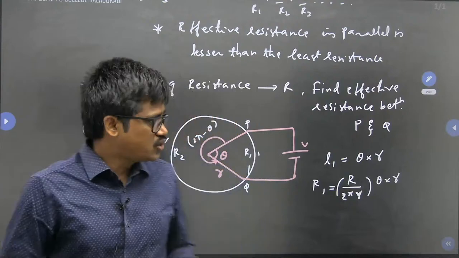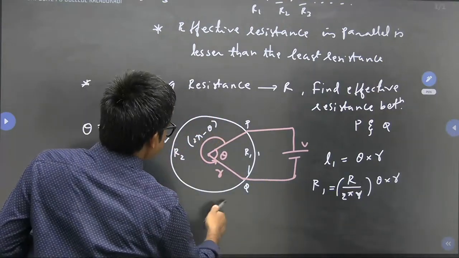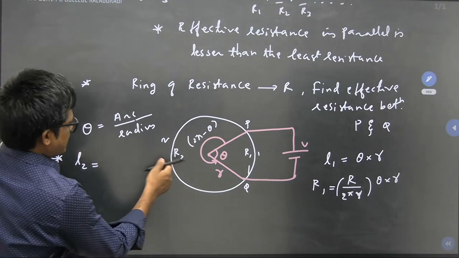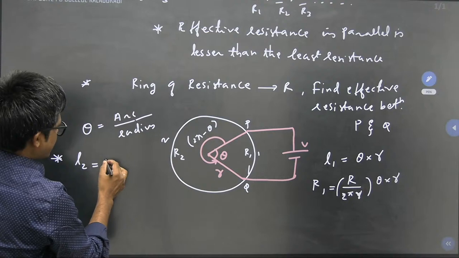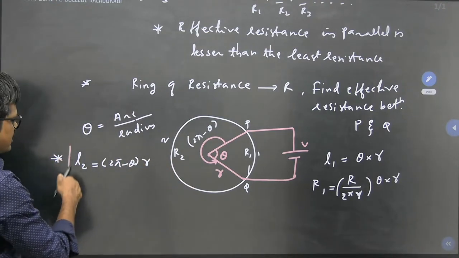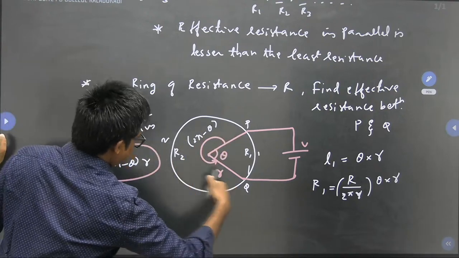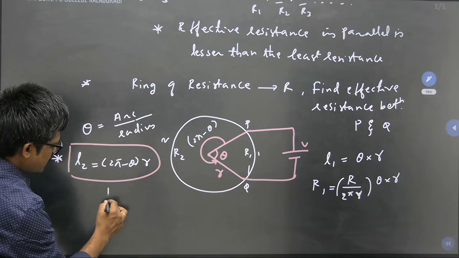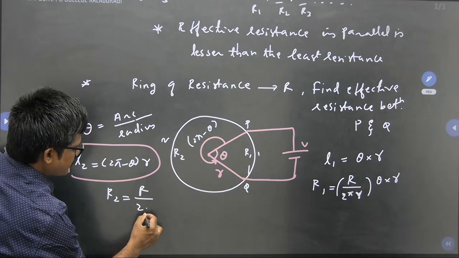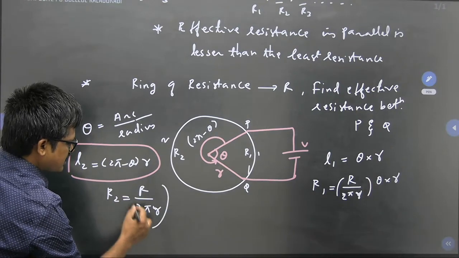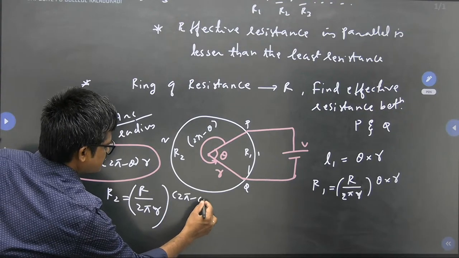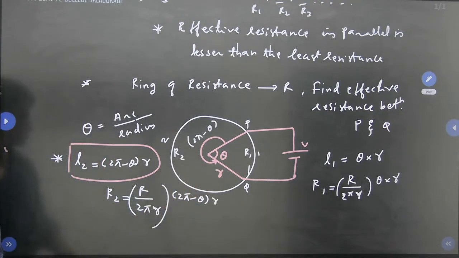Now, what is L2? Here to here, this is called L2. L2 is equal to the arc length, which is angle into radius. What is the angle? 2 pi minus theta. So angle into radius is the length from here to here. Got my point? Then, what is R2? The resistance of this part is equal to resistance per unit length into the length whose resistance I want, which is 2 pi minus theta into R. We have got R2 also.